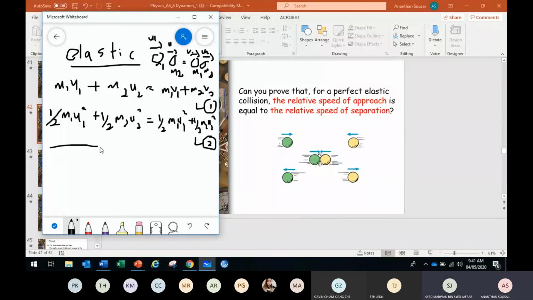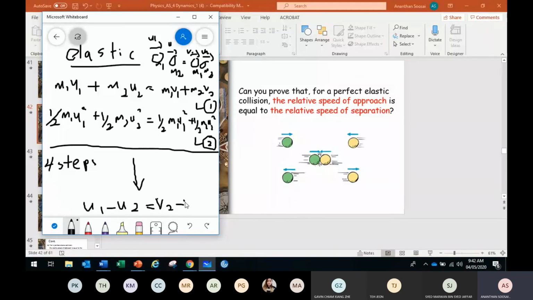By using these two formulas for an elastic collision, after about 4 to 5 steps of calculation working, you will end up getting this formula: U1 minus U2 equals V2 minus V1.